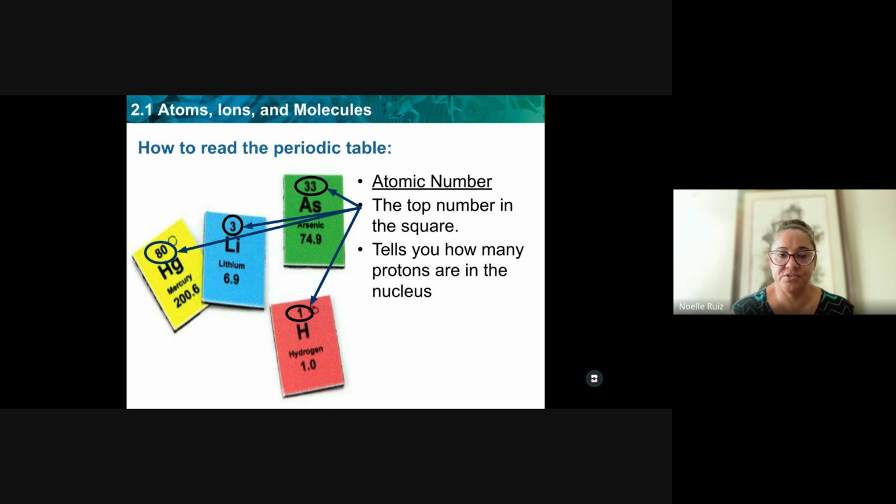So you can see that first green square to the left, the symbol is As. The element is called arsenic, and it has a number 33 at the top, which just means there are 33 protons in the nucleus of one atom of arsenic.